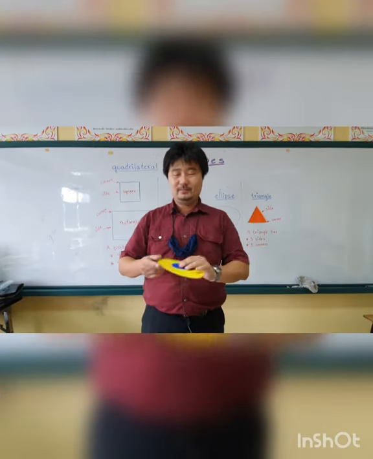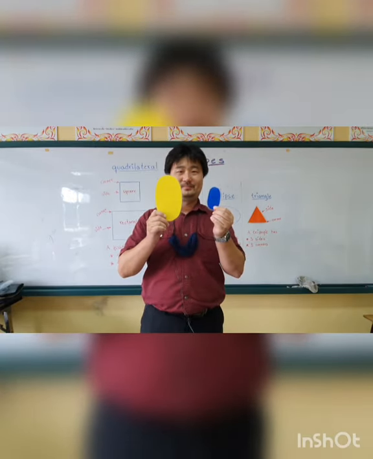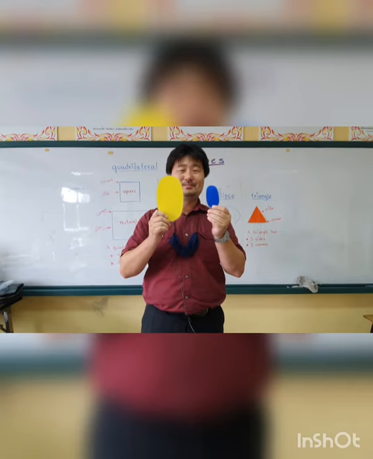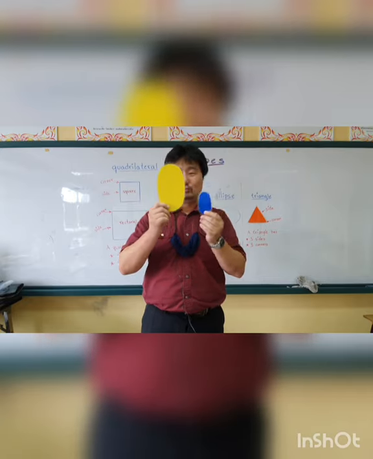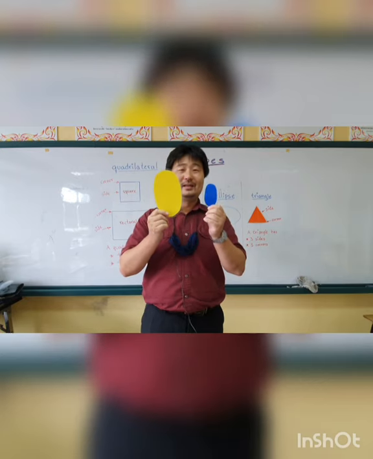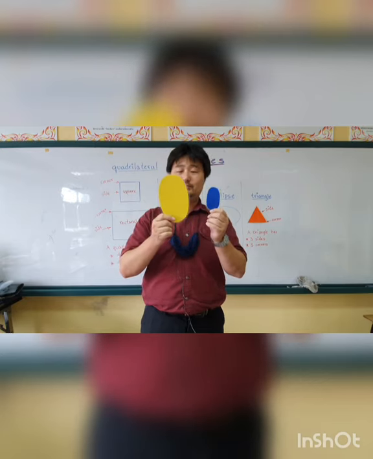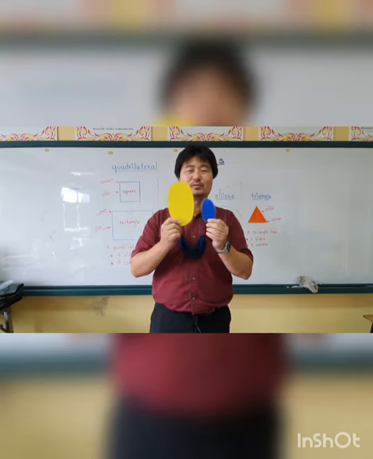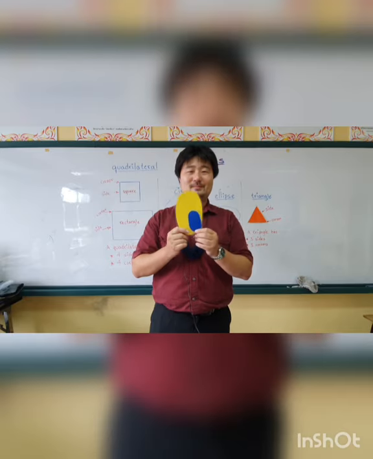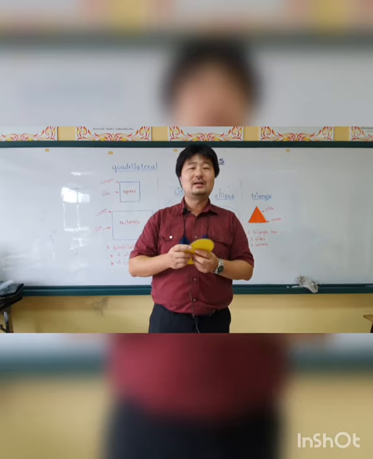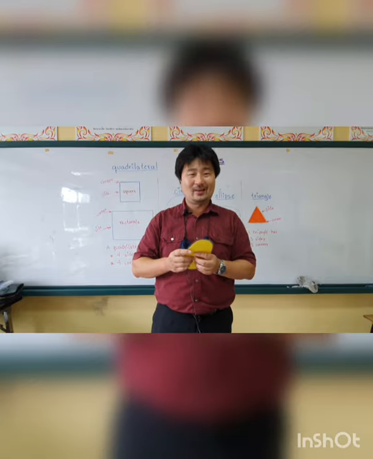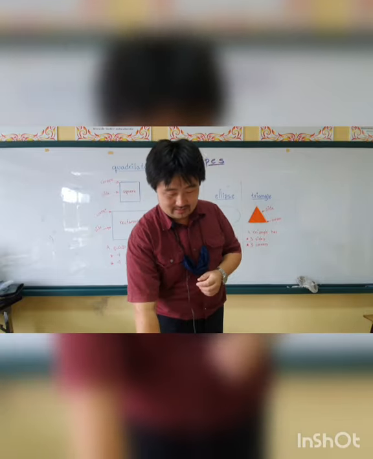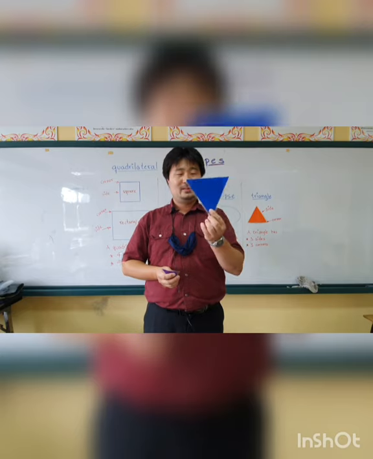And what are these? Right, they are ellipses. So one ellipse, two ellipses. But most people would just say ovals. But there's a tiny difference between an oval and an ellipse. But I will tell you about that later. All right, and the last shape, what is this?